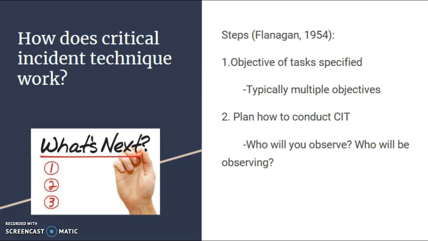The second step in conducting a critical incident technique is that you need to come up with a plan on how you will go about performing it. The first question you need to ask yourself before conducting is, who will you be observing? This is extremely important because you need to have an objective in mind: what are you looking for? Once you decide what you're looking for, it will be easier to understand who you need to observe to be able to see a specific behavior and a specific consequence.